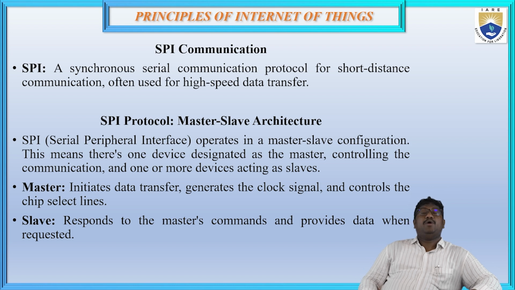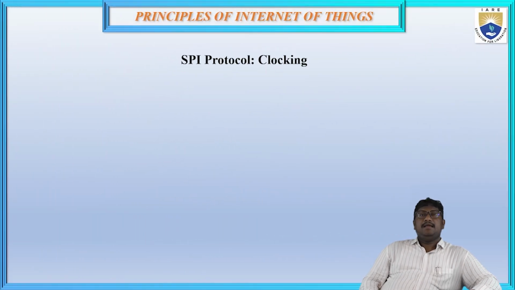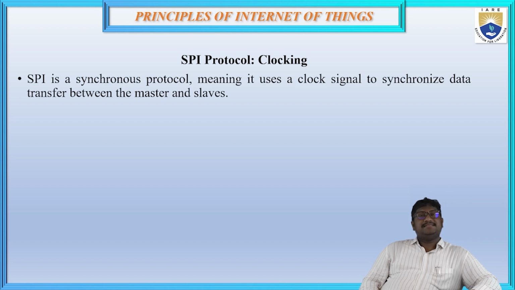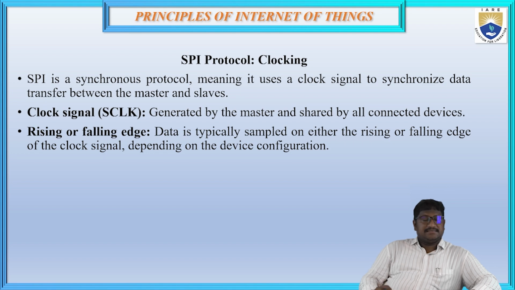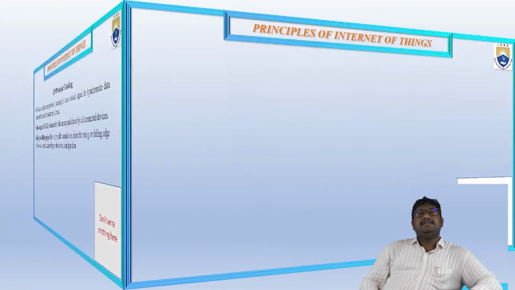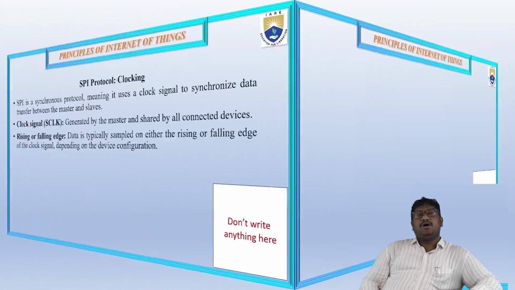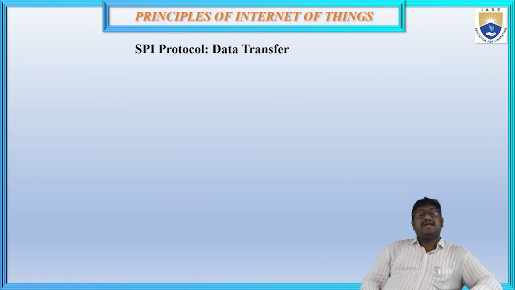According to master-slave architecture, guys, master is the one giving commands, and slave is the one responding to the commands as requested. This is how the SPI protocol functions. And the SPI clocking structure: SPI is a synchronous protocol which uses a clock signal to synchronize the data transfer. Here the SCLK is generated by the master and connected to multiple devices. And coming to rising or falling edge, data is typically sampled on the rising or falling edge, depending on device configuration, guys.